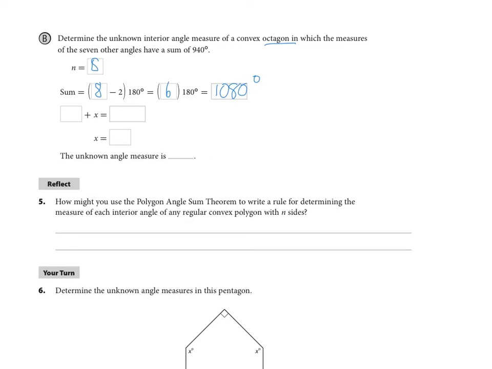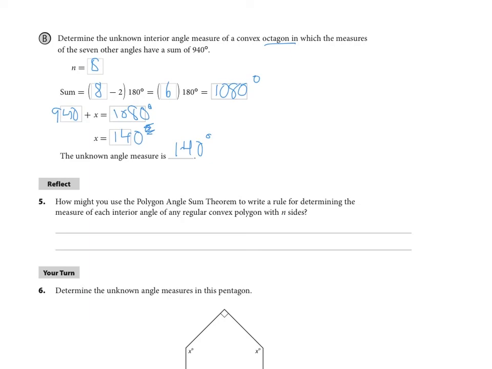So what I'm going to do is set up an equation with the 940 that I know that the 7 other angles add up to, plus my unknown 8th angle, and I'm going to set that equal to the sum that I just found of 1,080 degrees. Do a quick subtraction here, and you should get that the unknown angle is 140 degrees. Actually, you should probably wait to put your degree symbol in until after you solve for x, but it's 140 degrees.